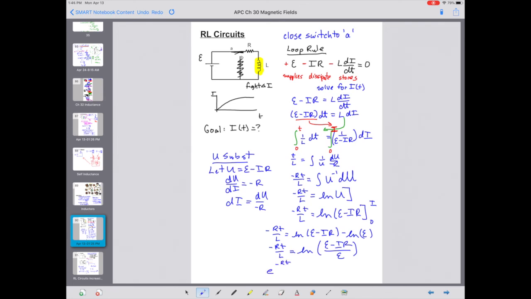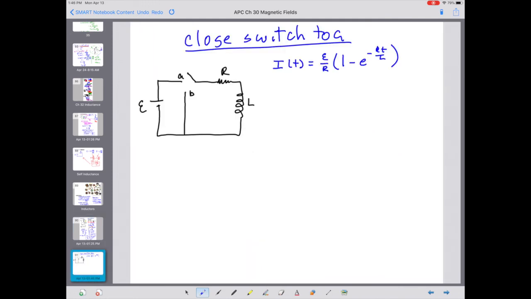Raise it to the base e, so e to the negative Rt over L is equal to E minus iR over E. You can do the rest of the algebra there. Our final equation here, when we solve for that I, is going to be I of t is equal to EMF over R, 1 minus e to the negative Rt over L. So we've got our equation there.